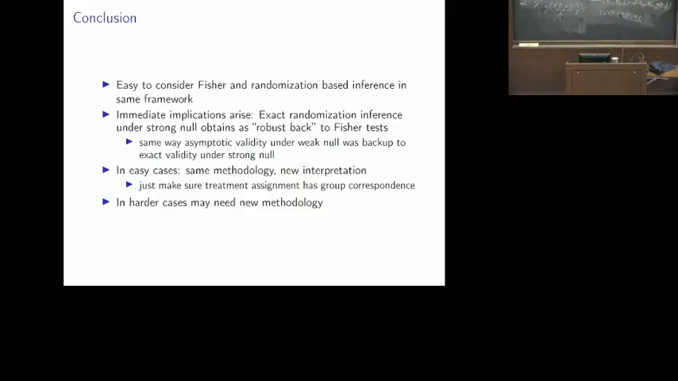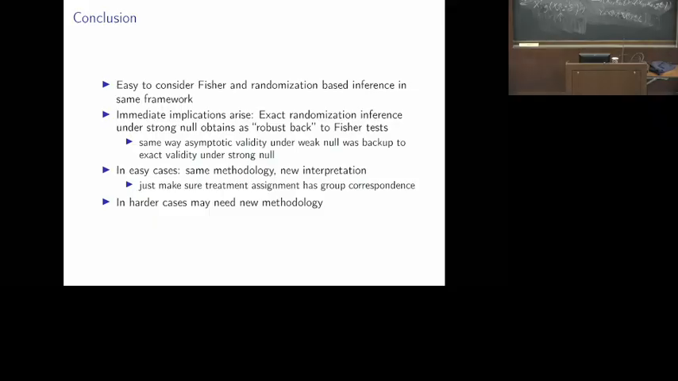Immediate implications arise. So exact randomization inference under the strong null obtains as a robust backup to Fisher tests, the same way the asymptotic validity under weak null was a backup to exact validity under the strong null. So it's very nice. We're really bringing these two worlds together. In easy cases, same methodology, new interpretation, right? That was the case of the Fisher test where I have a fixed budget of treatments that's completely randomly assigned.